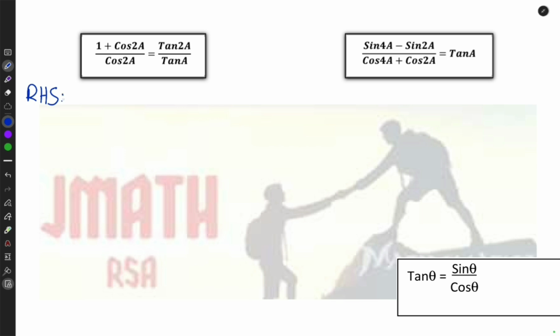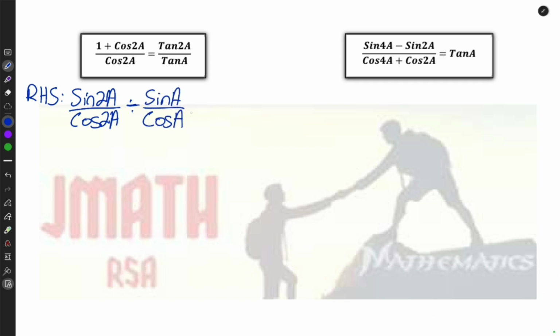So right-hand side, I can see the left-hand side does not have a tan, so I'm going to change that to sine 2a over cos 2a. I'm going to then say divided by tan, but tan is also sine a over cos a. Okay, so that's a very important tip, because with tan, I only have one direction to follow. That's why I chose the right-hand side first, because now I can simplify a little bit.